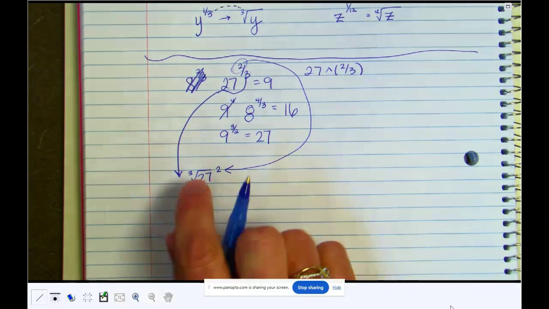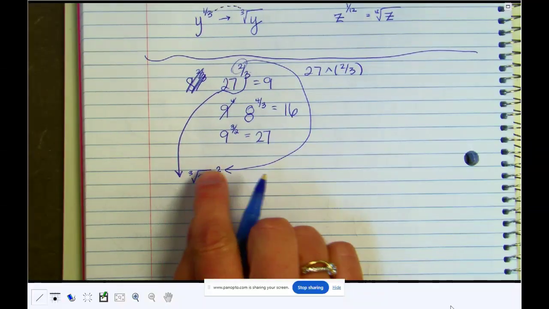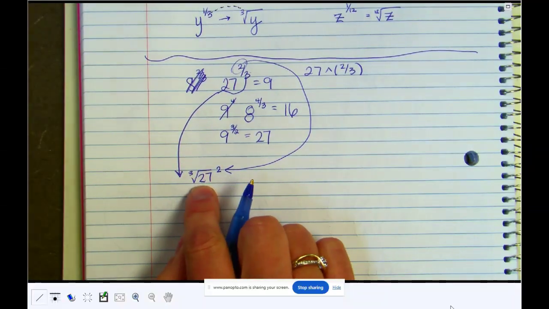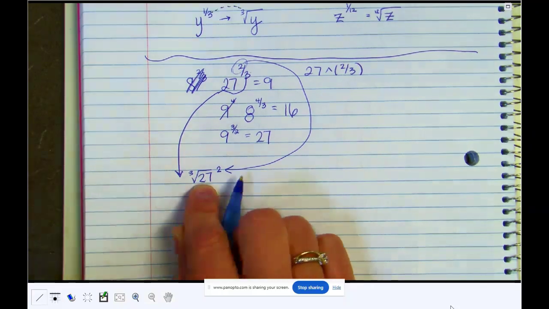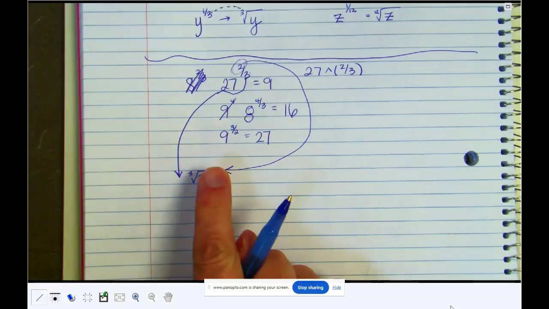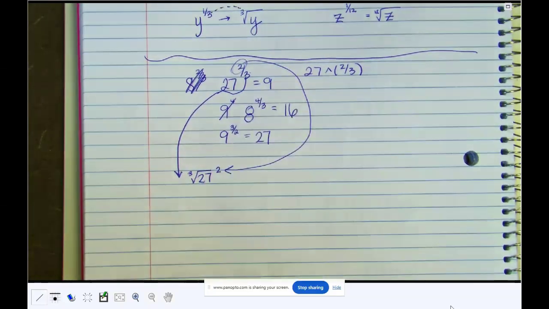Okay, so 27 cube root and then squared. So the cube root of 27 is 3, because 3 times 3 times 3 is 27. And then you square it and you get 9. So that's what it's doing. Your calculator does the cube root first and then it does the top.